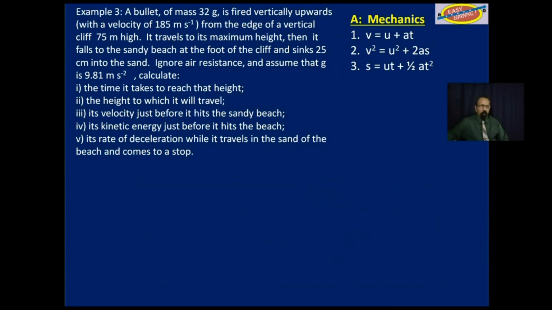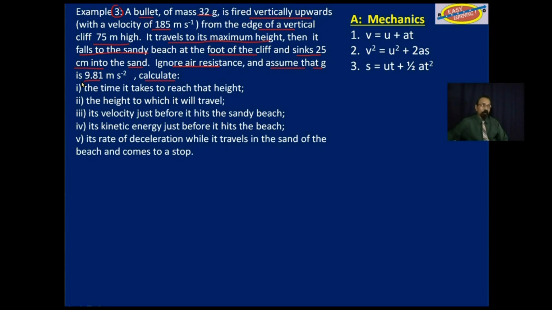Now we are going to look at one more question, but it has 5 parts. Example 3. A bullet of mass 32 grams is fired vertically upwards with a velocity of 185 meters per second from the edge of a vertical cliff 75 meters high. It travels to its maximum height, then it falls to the sandy beach at the foot of the cliff and sinks 25 centimeters into the sand. Ignore air resistance and assume that g is 9.81 meters per second squared.